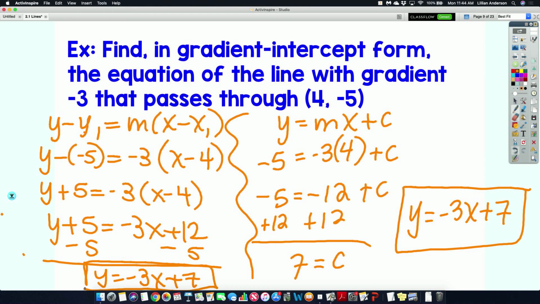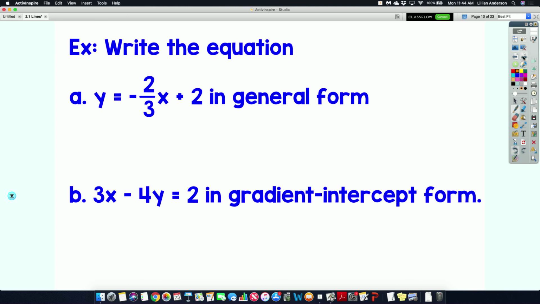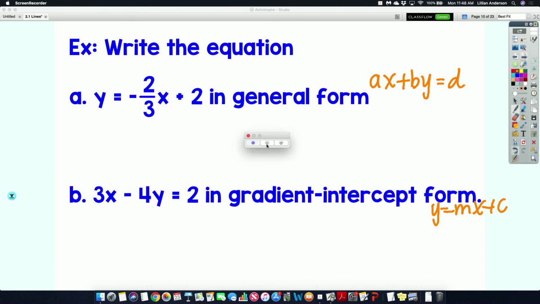Okay? Look at another one. I want you guys to write those two equations in their respective forms. General form. Remember, it's ax plus by equals d. Gradient intercept form is y equals mx plus c. So your goal is to get the first equation to look like what you see in the orange, and then make the second look like the orange. Do that on your desk. So, to get a in the general form, what do I need to do to get a in the general form?